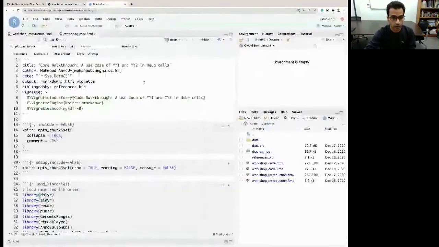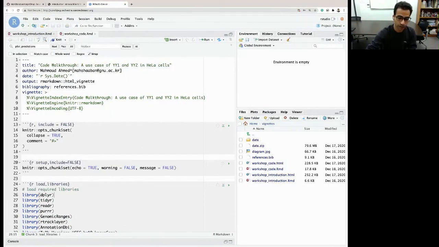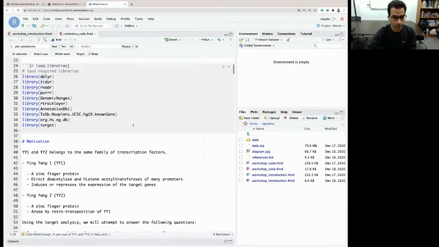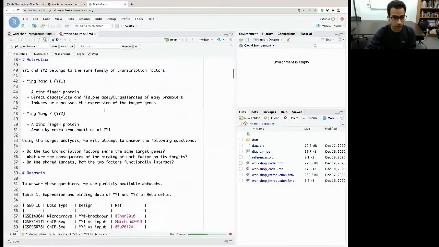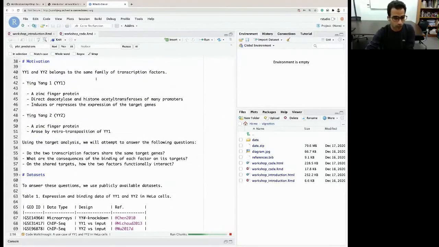If people are ready, maybe I will give people a few seconds to start their instance if they haven't already. Okay, so in this use case, I'm using data for two transcription factors called yin-yang1 and yin-yang2 in a specific cell line called HeLa cell. So I will start first by loading these packages. And while they're loading, I will tell you a little bit about those two transcription factors.